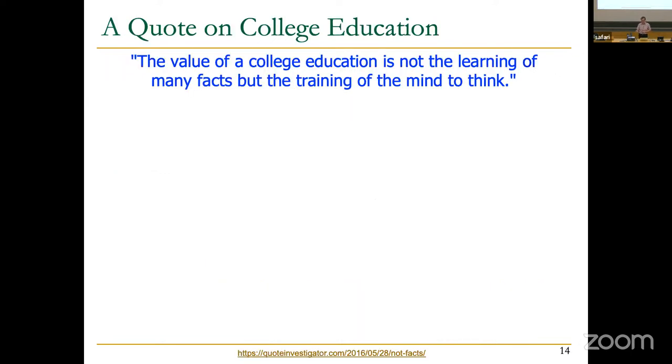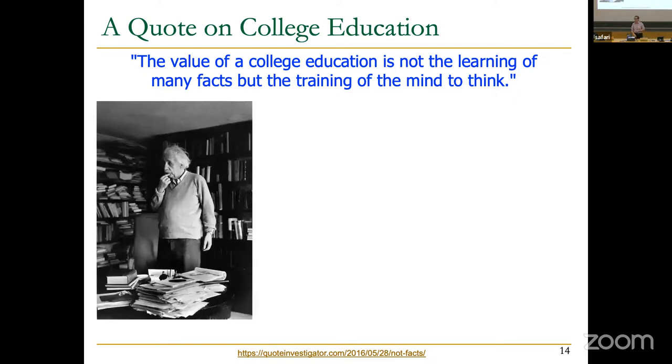So I will give you a quote. It's not just me thinking this way. That's the good part. I can find other smarter people who think this way. Does anybody know who this paraphrased quote is from? The value of a college education is not the learning of many facts, but the training of the mind to think. This is actually paraphrased heavily, but the gist is there. Anybody? Nobody heard this quote? Okay, nobody studies education here. Fine. You don't claim to study education also. If I give you this picture, probably you can guess, right?